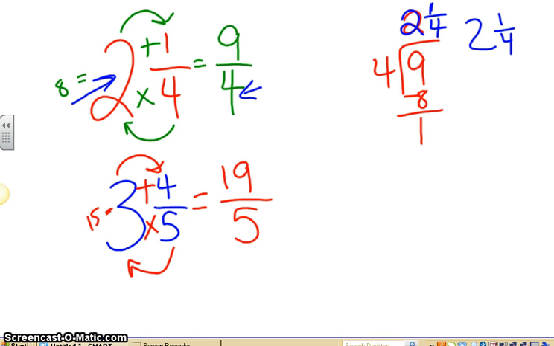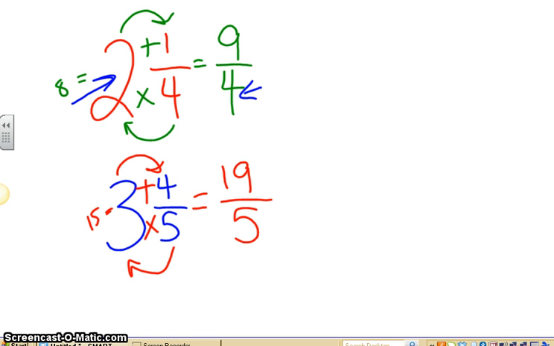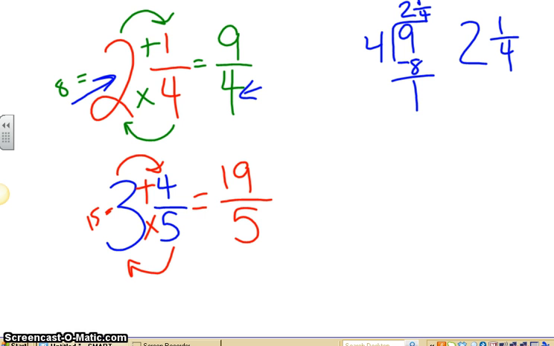So let me walk you through that one more time so you can see what I just did. 9 out of 4 is division, so I take 9 divided by 4. 4 goes into 9 twice, minus 8 is 1. That's my remainder, so my remainder is my new numerator, and my denominator never changes. So 2 and 1/4 is my fraction.